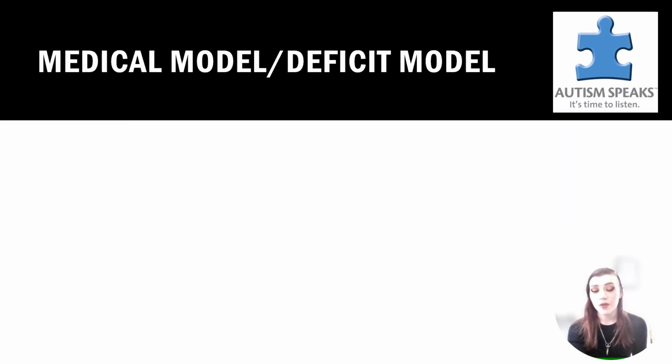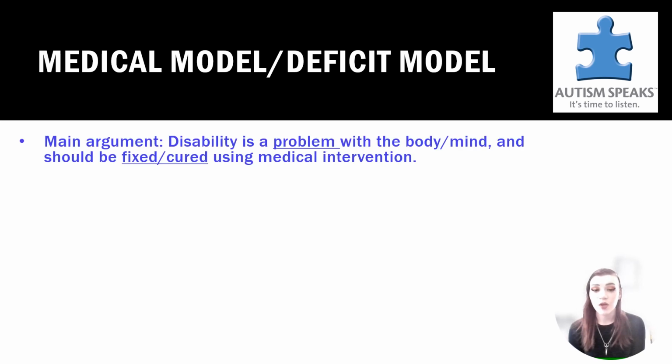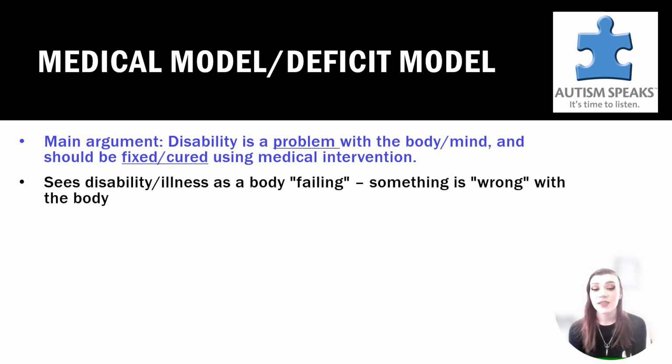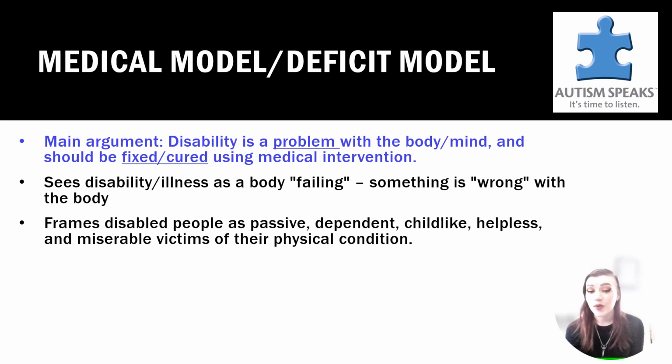So the medical model, also known as the deficit model, has one primary argument. This is the idea that disability or illness is a problem with the body or the mind, and it should be fixed or cured using medical intervention. This is a very, very common perspective in the United States, and especially within our medical field. This perspective sees disabilities and illnesses as a body failing, as something being wrong with the body. This frames disabled people in particular as passive, dependent, childlike, helpless, and possibly miserable victims of their physical condition. This is not a very positive perspective when we're looking at disability.